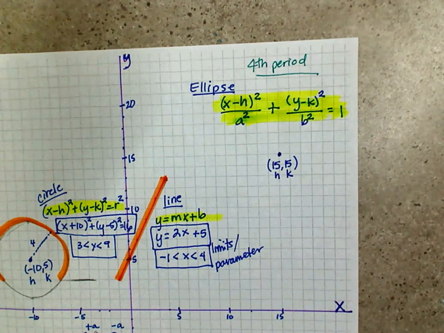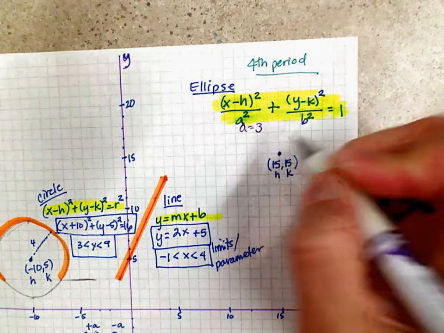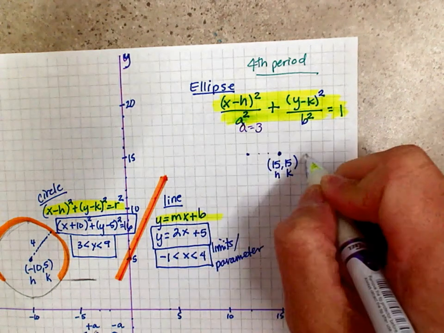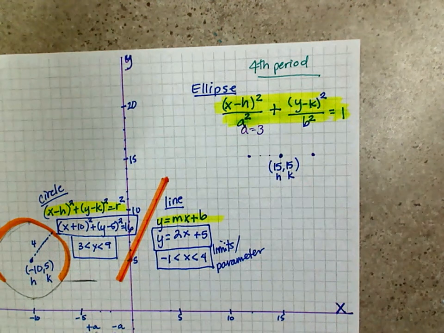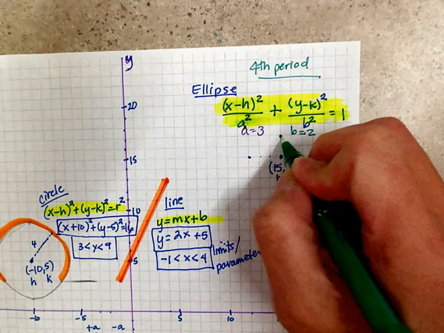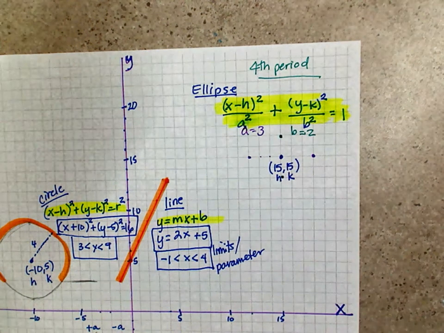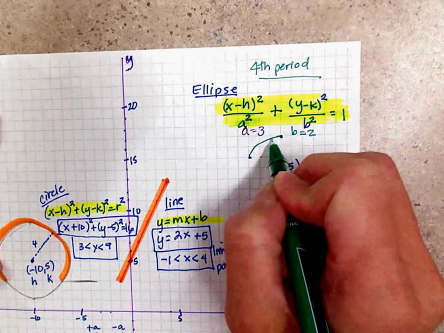Your A. How far do you guys want to go out from your A? 3. All right, let's do 3. So my A is equal to 3. So I'm going to go left 3, right 3. You guys good on that? Okay. How about your B? How about we just do 2 or 1? Your choice. 2. All right. So my B is equal to 2. So I'm going to go up 2, down 2, right? Okay. Go ahead and connect your points to make your ellipse.